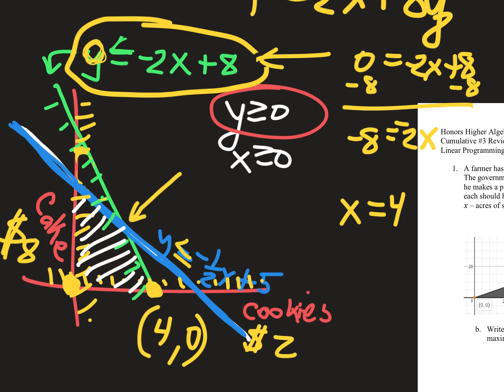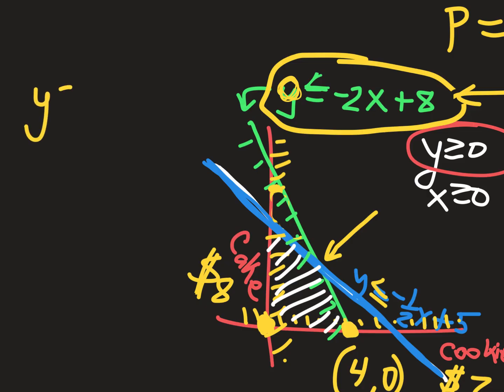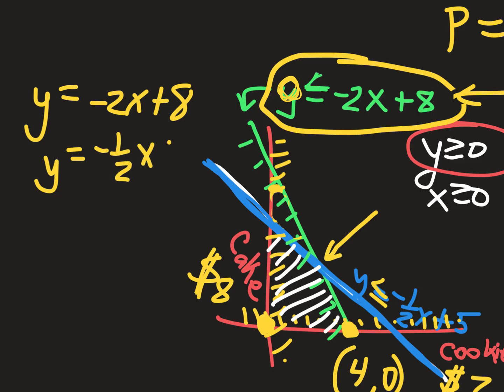How are you supposed to do that? Well, there's two ways that I want to talk about: the algebra way and the use your calculator way. I'd like you to take these two equations. Notice, if we're trying to find where they cross, I don't care about the shading. So don't worry about the less than or equal, just equals: y equals negative 2x plus 8. And underneath it, the other equation, y equals negative 1/2 x plus 5.